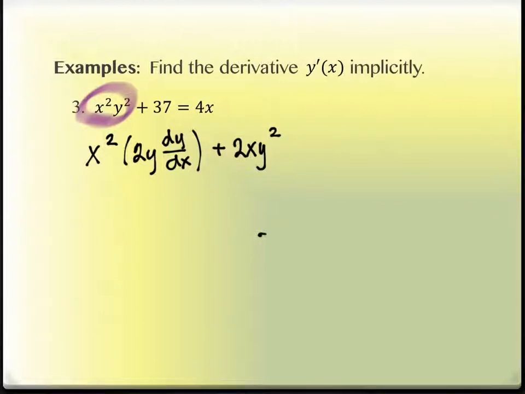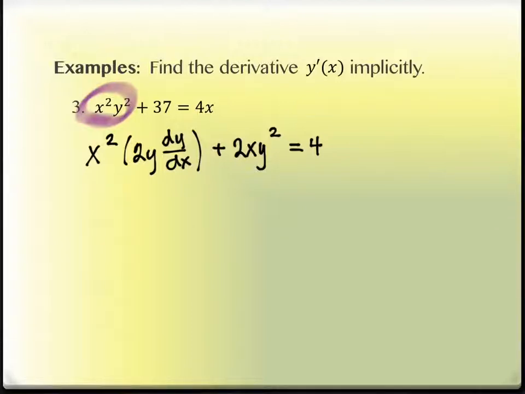What's the derivative of the 37? 0. So either write 0 or just move on. And then on the right-hand side, what's the derivative of 4x? 4. This problem's easier than the last one, wasn't it? Because there's only one dy dx.